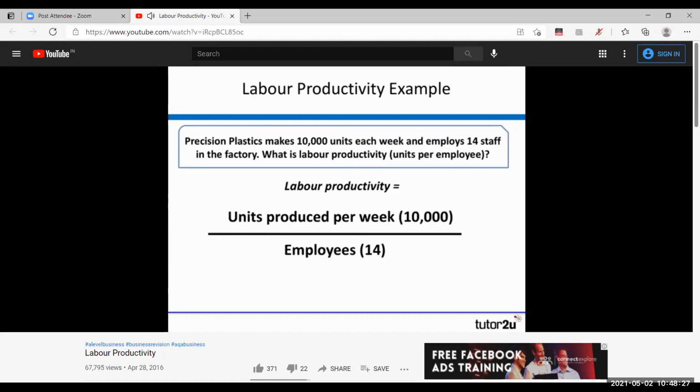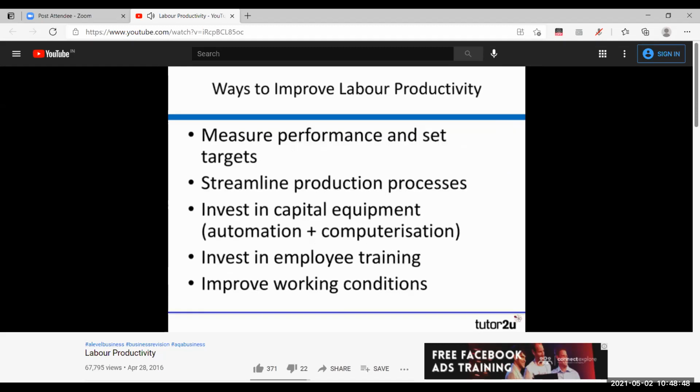And it's very simple. That's 10,000 units, 14 employees. That must mean, on average, that's 714 units per employee. And of course, not every employee will make that many. Not every employee will necessarily be actually involved in manufacture. So labour productivity is just an overall measure of the productivity of the workforce.